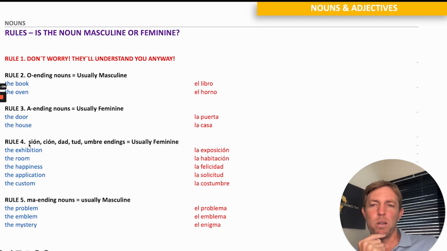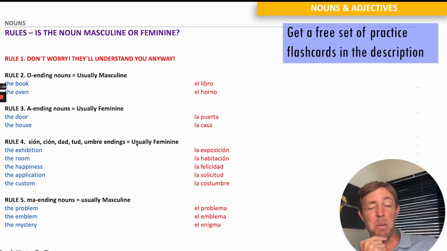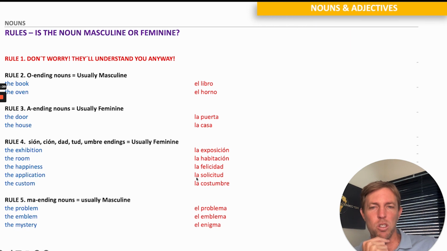Rule number 4. Nouns that end in sión, dad, tud, umbre, usually feminine. Maybe always feminine. I got to check on that. La exposición, la habitación, la felicidad, la solicitud, la costumbre. You're not going to remember it, so why try? Okay, but there you go. It's there, maybe in the back of your mind. It stays there, and you kind of remember it one day. Not a big deal. I'm not going to test you on any of this.